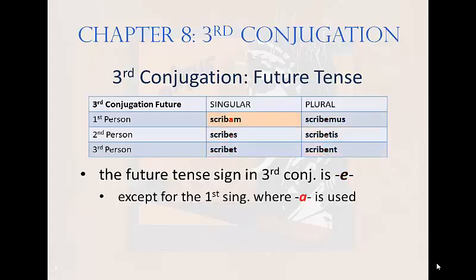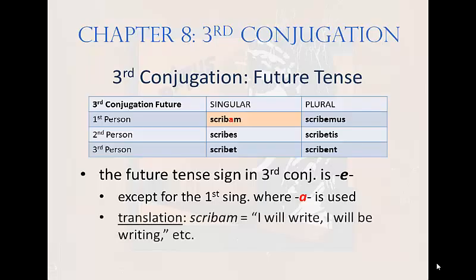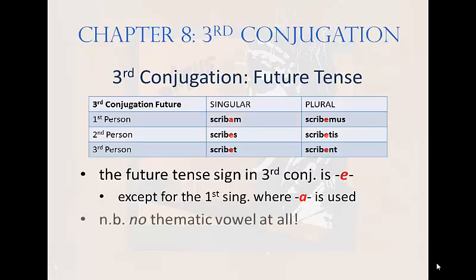In the first person singular, the future tense marker is A, rendering a conjugation that looks like scribam, I will write, scribes, you will write, scribet, he will write, and so on. And even worse yet, note that this tense marker eats up the thematic vowel, so there's no thematic vowel at all in third conjugation future.